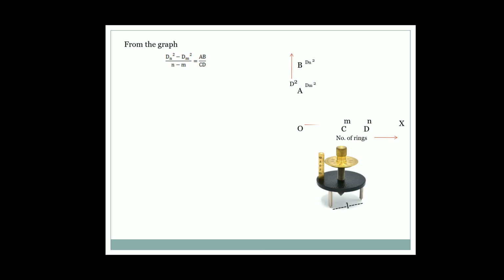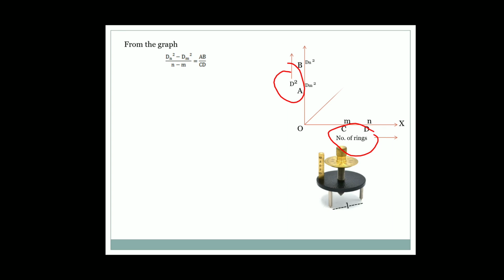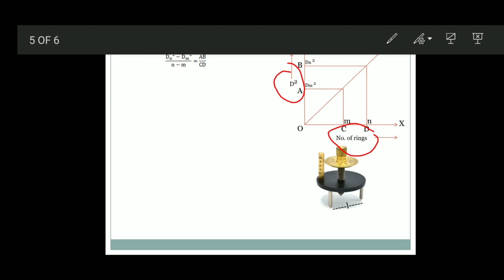When we have to draw a graph, we take the number of rings on the x-axis and the square of the diameter on the y-axis. We get a straight line passing through the origin. Then we draw lines at n and m. The mth dark ring touches at Dm squared and the nth dark ring touches at Dn squared. This is Dm squared, Dn squared, this is the mth ring and this is the nth ring.